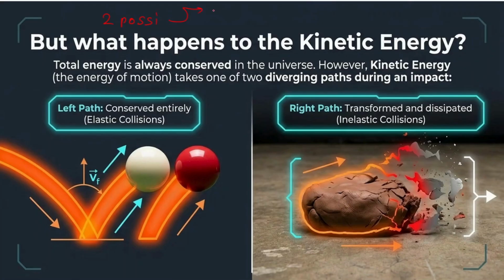The first one is the elastic case, and the second one is the inelastic case. In the elastic case, momentum P is always conserved. And in the elastic one, we have another condition, which is that kinetic energy is also conserved.